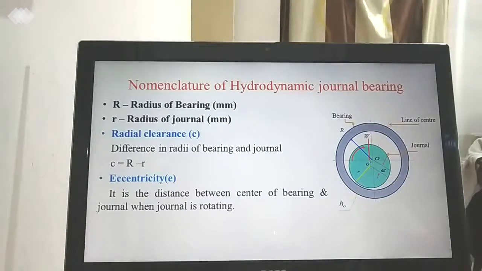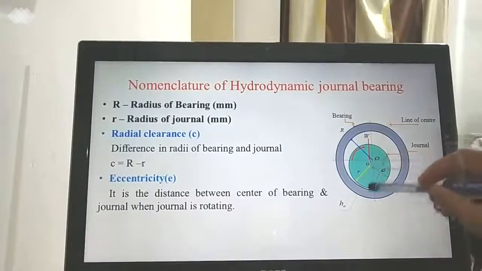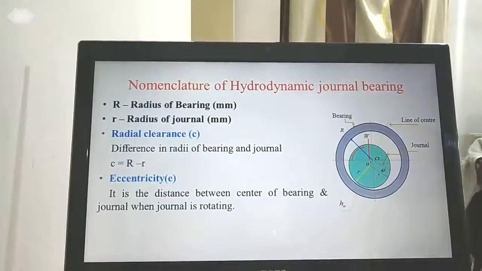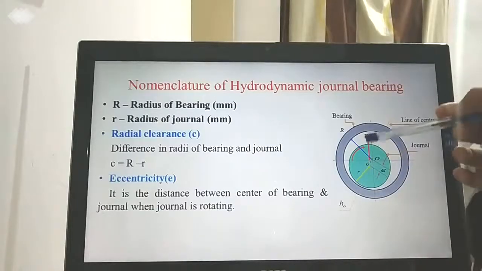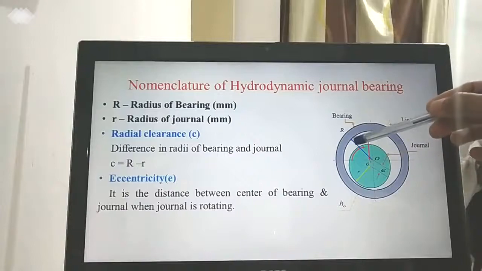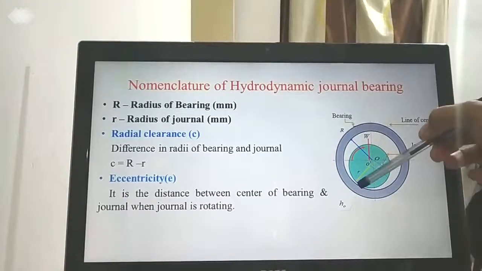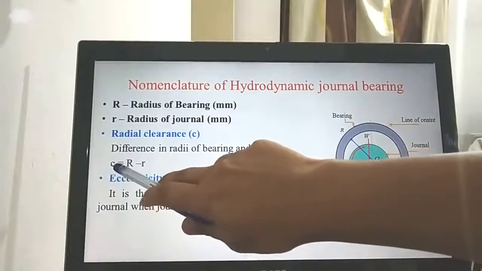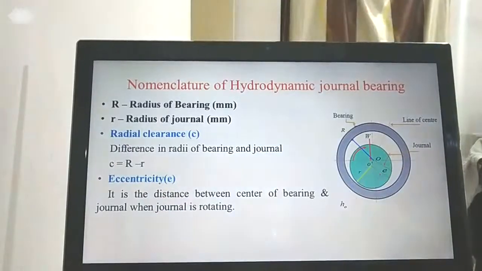First is capital R. Capital R is the notation for the radius of the bearing in mm. Then small r is the radius of the journal. Here we have the journal, and this is the small r, the radius of the journal in mm. Then radial clearance C. Now this is a very important term. The radial clearance is nothing but the difference in radii of the bearing and journal. It is the difference between capital R and small r. So here we write C is equal to capital R minus small r.